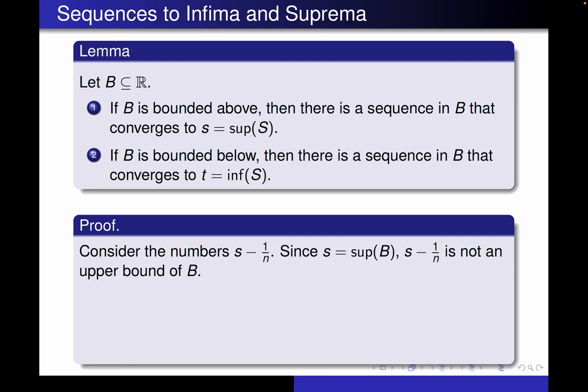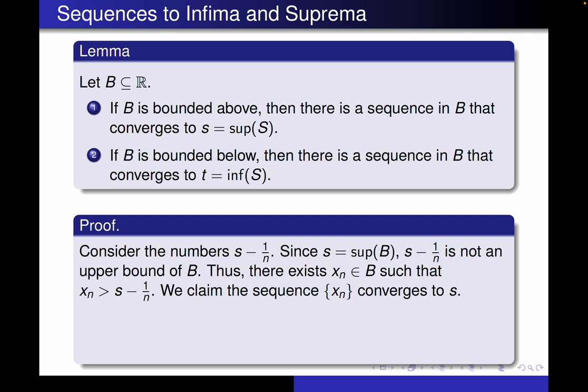So since s is a supremum, s minus 1 over n is not an upper bound of B. That means for each of those s minus 1 over n's, there is some number in B, we'll call it xn, such that xn is greater than s minus 1 over n.